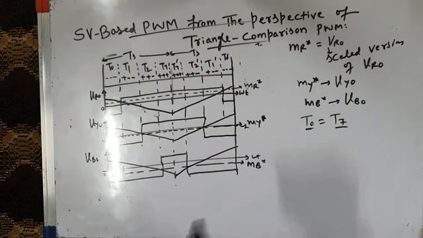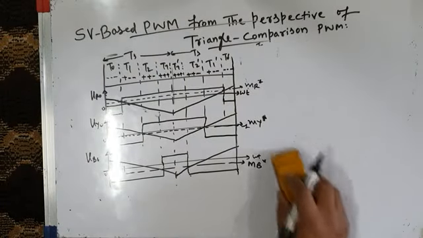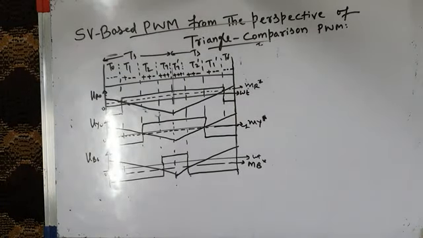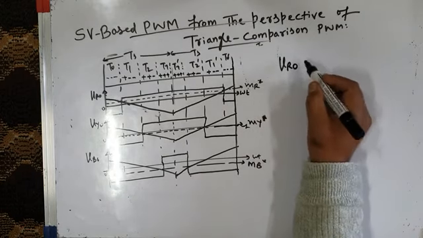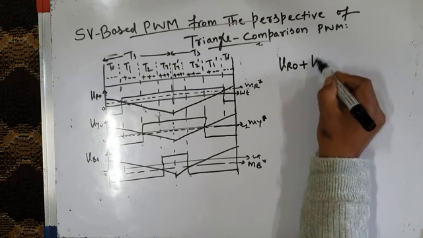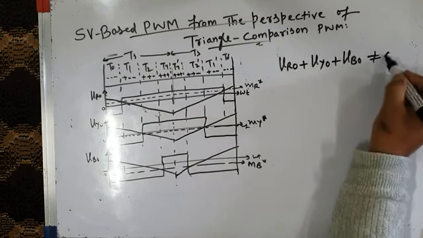So therefore it is possible. Now the question is, what will be the nature of those modified modulating waves? We have to find that. Before that, you must remember that the sum of the pole voltages, VRO plus VYO plus VBO, is not equal to 0.